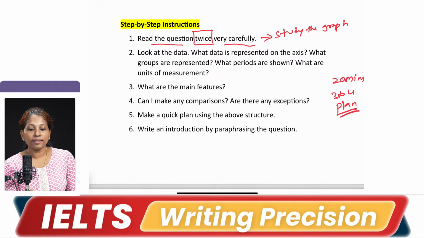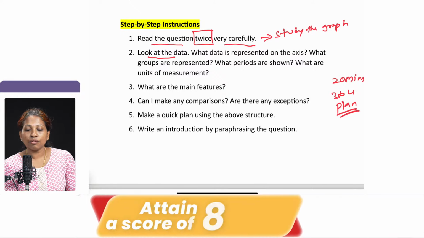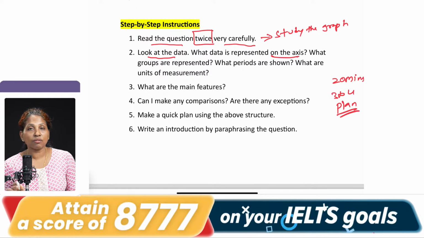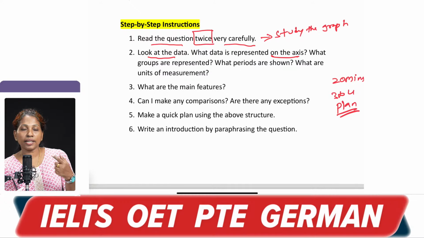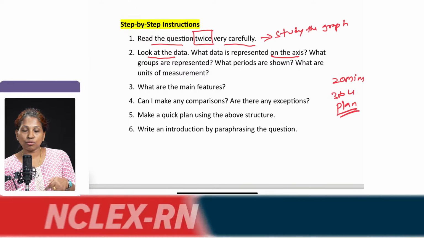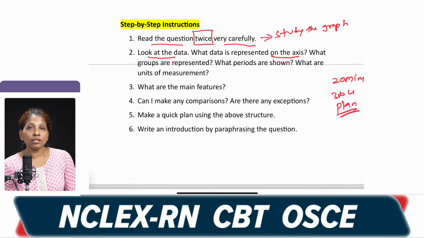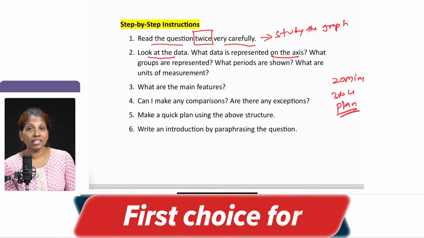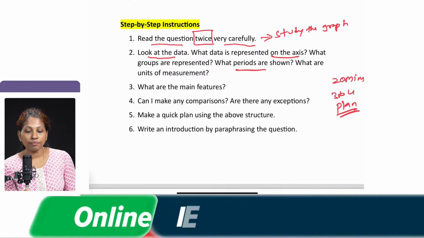Look at the data which is given. Which data is presented on which axis? Y-axis, x-axis, which is for line, bar graph, and so on. What are the groups which are presented? What are the labels? What are the time periods? Measuring units.